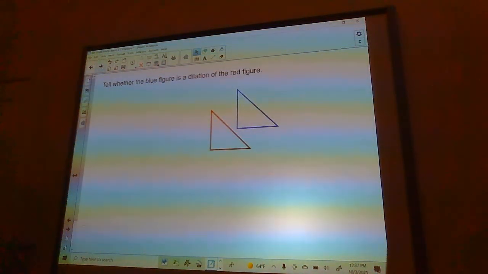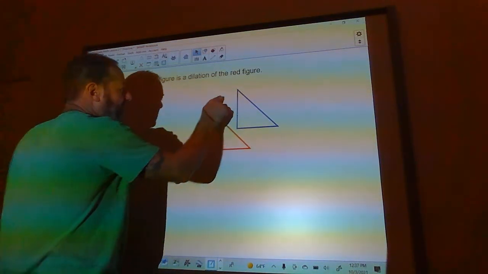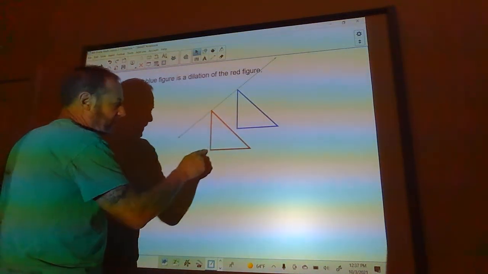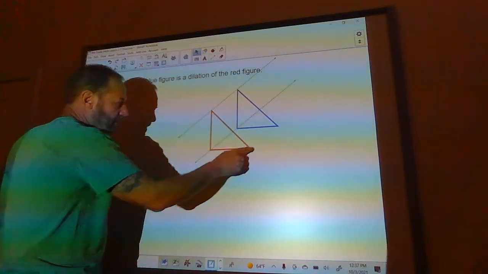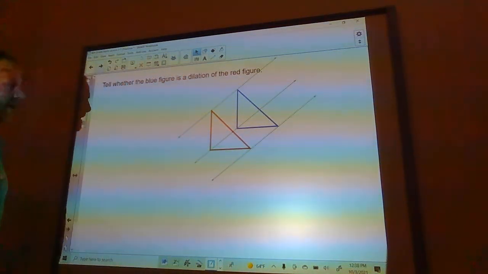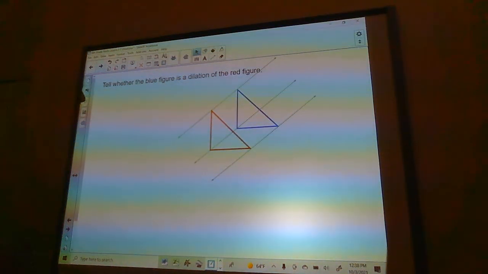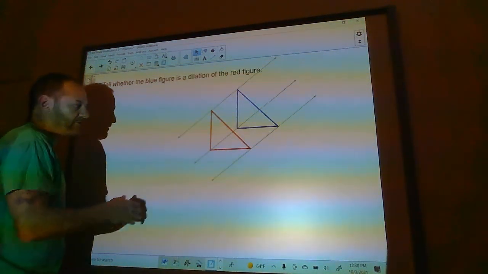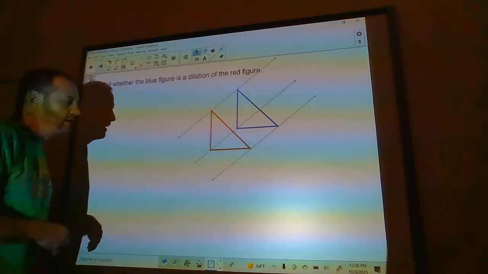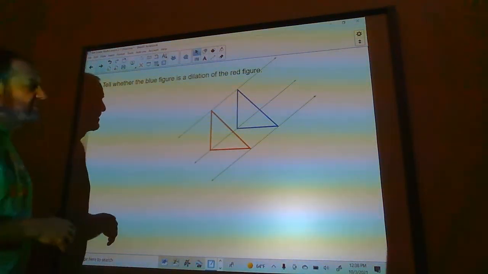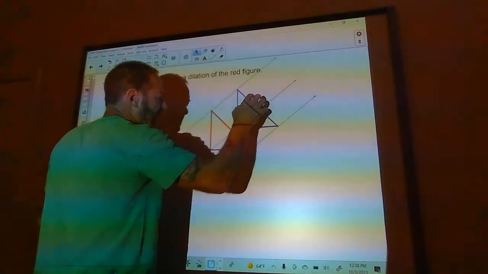Okay, so tell whether the blue figure is a dilation of the red figure here. So we do the same thing. We can take this, connect those 2 points, we can connect these 2 points, and we can connect these 2 points. And look what happens here. In this one, we've got parallel lines. These are never going to meet, no matter how far out here I draw them. Okay? So this is not a dilation. This would just be a slide. This would be a translation that just slides it from here to here.